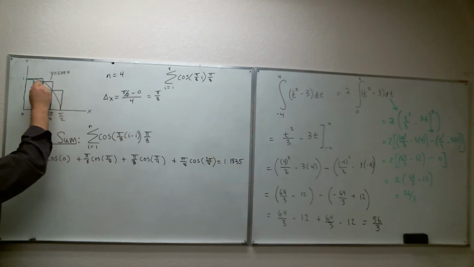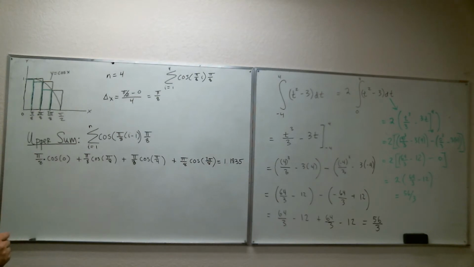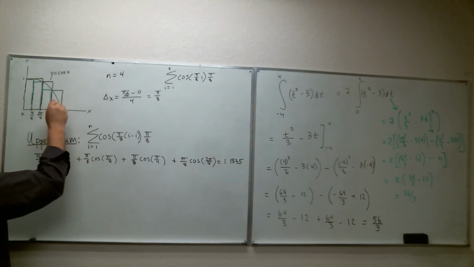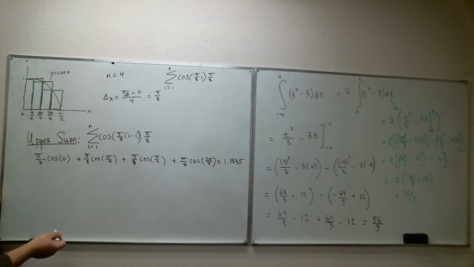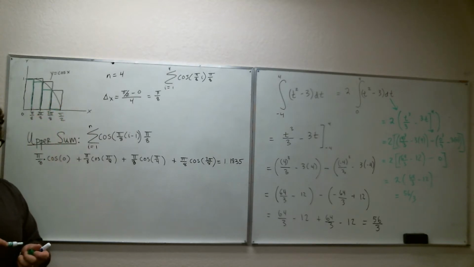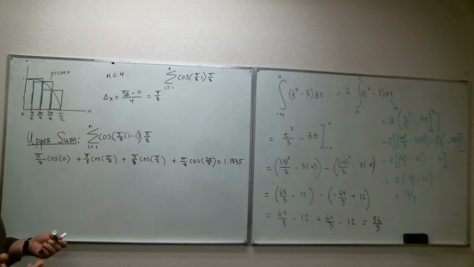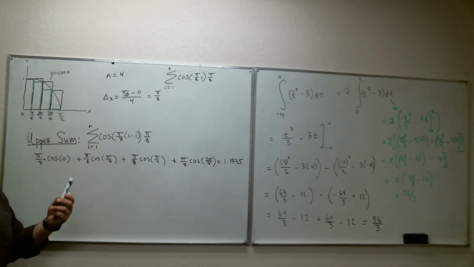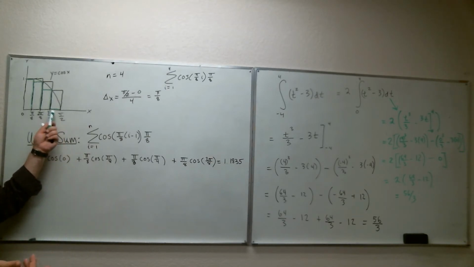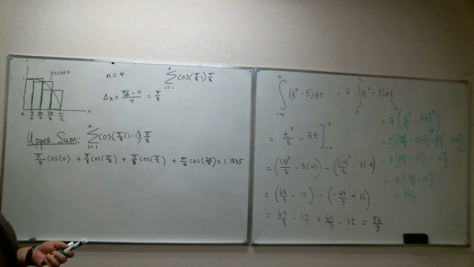Using the left-hand endpoint. And now what do you notice about when I use the endpoint pi over 2? Well, f of pi over 2 is 0. So there's essentially a rectangle here of width pi over 8. But when you use pi over 2 to determine its height, cosine of pi over 2 is 0. So there is a rectangle of height 0 there. There is no rectangle there.